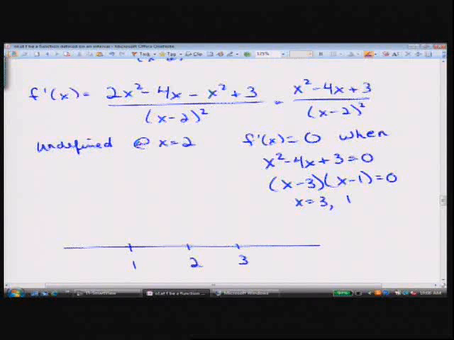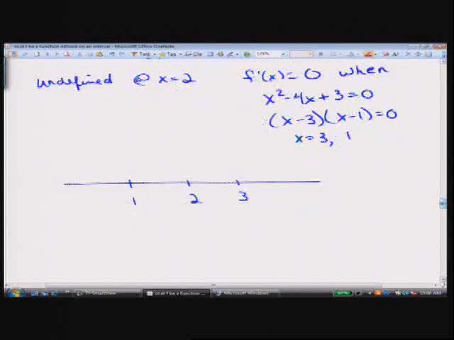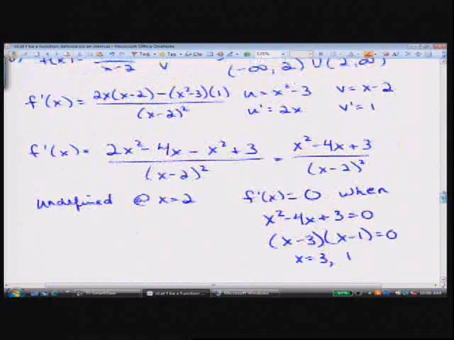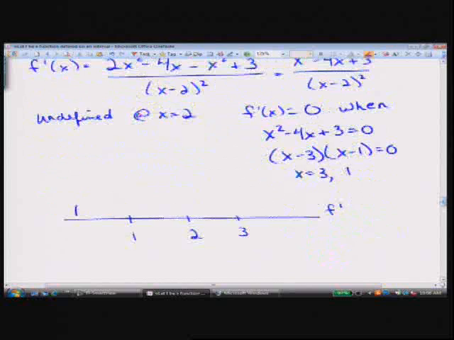Now, if we pick a number to the left of 1, like 0, and we test it in our derivative, let's see if we can do it in our heads. This will be 3 over a positive number. Do y'all agree? So it will be positive.